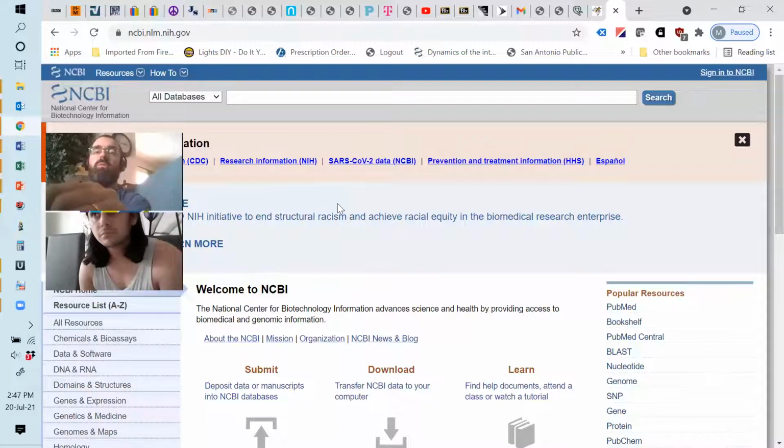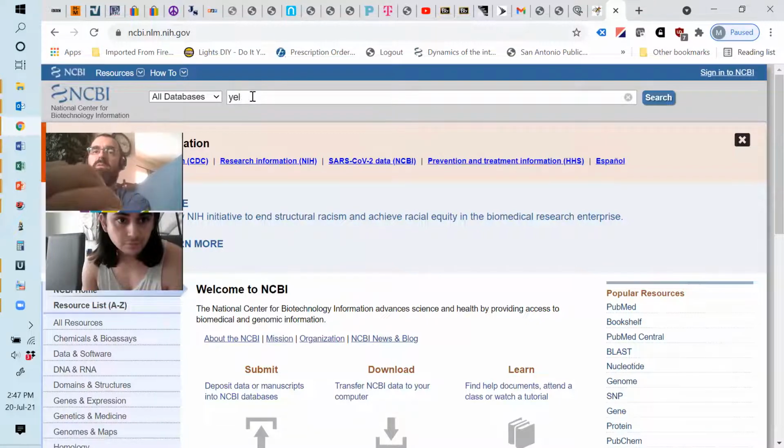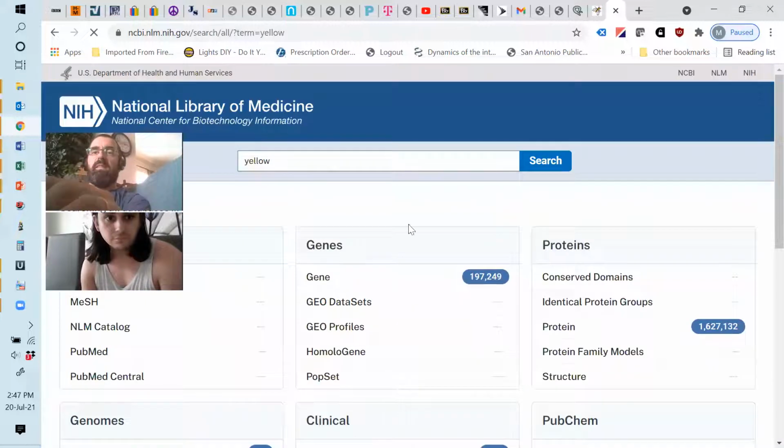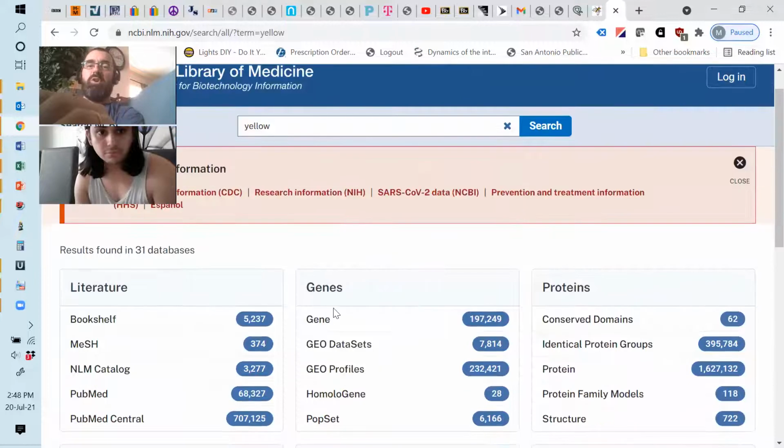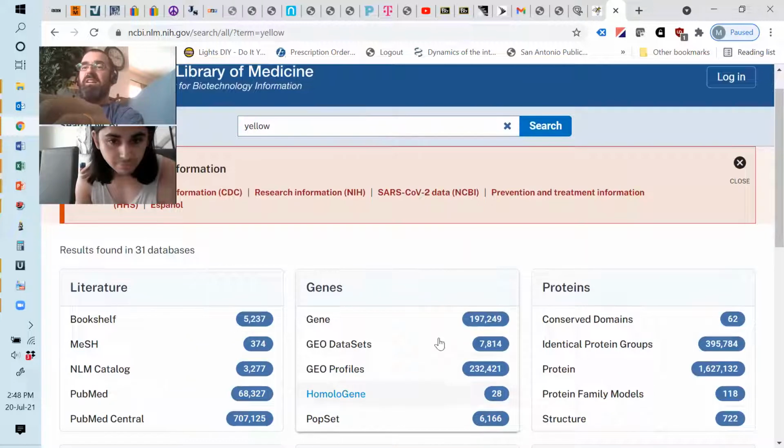So when you want to search, you have to be somewhat specific. So if we just put in yellow, if I can spell it right, this is what comes back. We've got 5,000 books, 68,000 whatever's in PubMed, which is like the journal repository, 197,000 genes. We're like, oh my God.